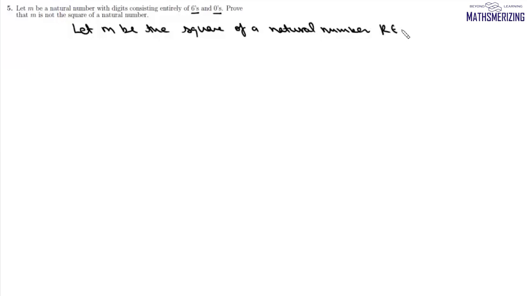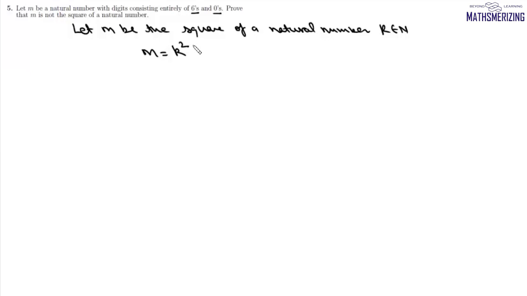Now question number 5 is, let m be a natural number with digits consisting entirely of 6's and 0's. Prove that m is not the square of a natural number. Now we'll prove this question using contradiction. So what we'll do is, we'll say let m be the square of a natural number, say k. So we can write m equals k square.